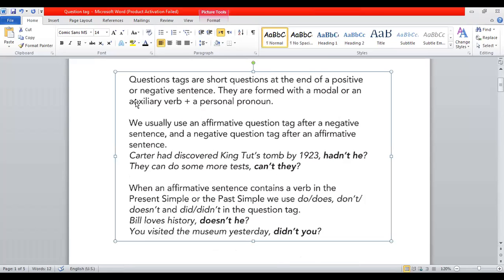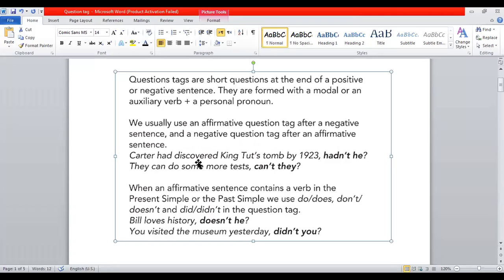Here, the question tags, as you see, are short questions at the end of a positive or negative sentence, and they are formed with a modal or an auxiliary verb plus a personal pronoun. We usually use an affirmative question tag after a negative sentence, and a negative question tag after an affirmative sentence, like this example.